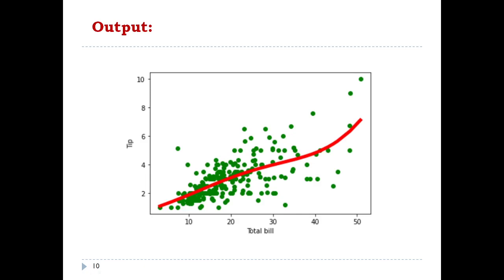Once we execute this, we will get a graph like this, which is obtained using the locally weighted regression algorithm. Here the x-axis is the total bill and the y-axis is the tips amount. The data points are in green color. All these are data points and this is a regression line. Now we'll see how to execute this in a Jupyter notebook.